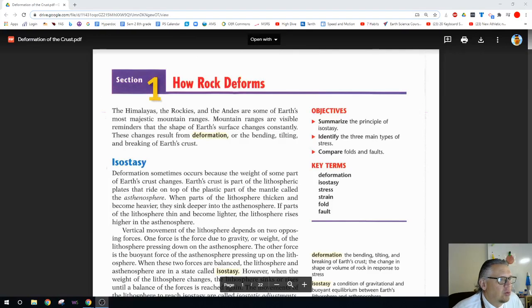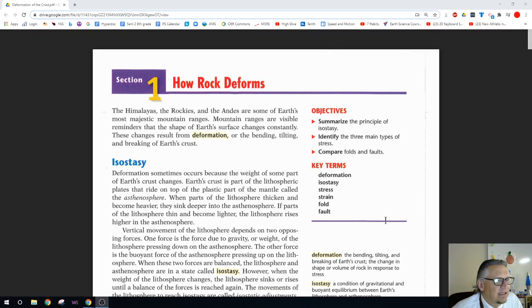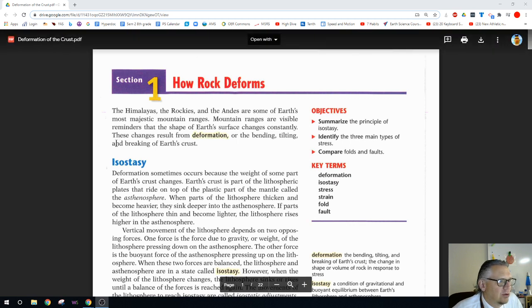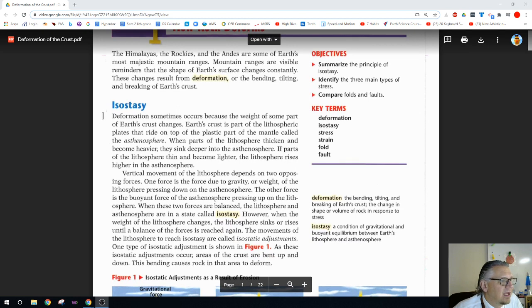Section 1. How rock deforms. The Himalayas, the Rockies, and the Andes are some of the Earth's most majestic mountain ranges. Mountain ranges are visible reminders that the shape of the Earth's surface changes continuously. These changes result from deformation, or the bending, tilting, and breaking of the Earth's crust.